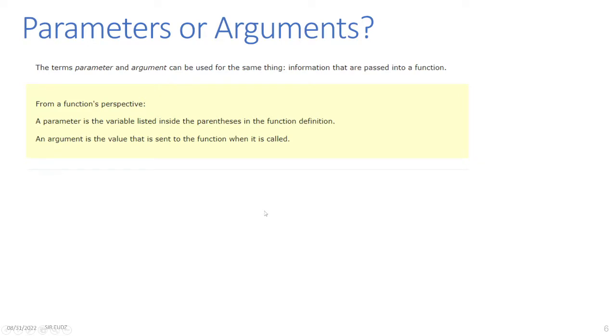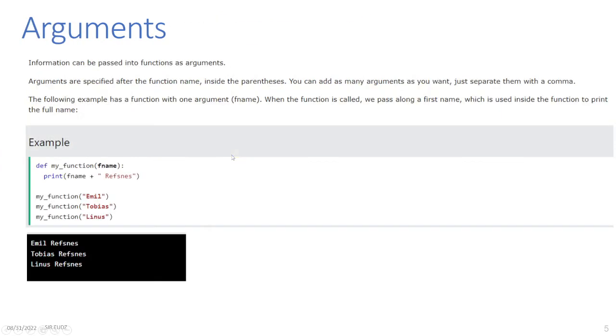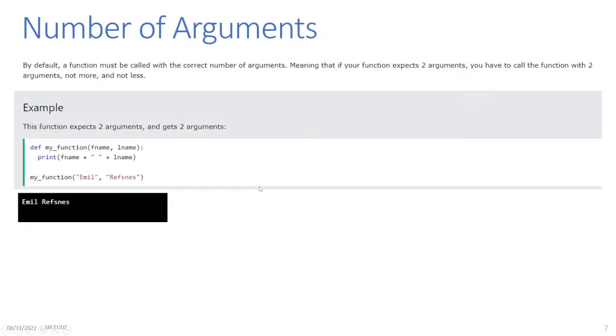Parameters or arguments. The terms parameters and arguments can be used for the same thing: information that is passed into a function. From a function's perspective, a parameter is the variable listed inside the parentheses in the function definition. So that's the variable. An argument is the value that is sent to the function when it is called. So in this case, this is the parameter and these are the arguments, according to this slide, but you can just ignore that one if you want to.